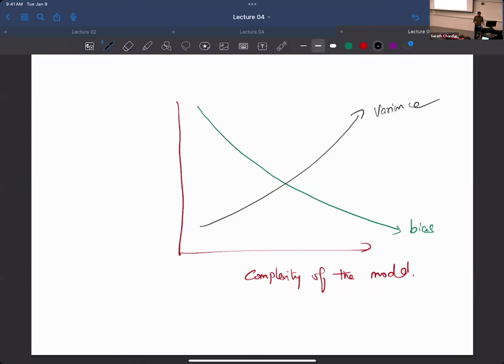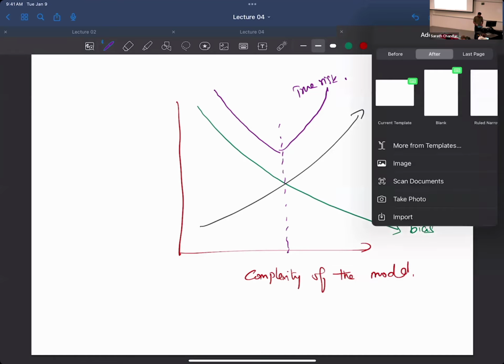Now, there's a sweet spot, right? The sweet spot here is somewhere in between. If you plot the true risk, the true risk is going to keep decreasing up to some point, and then it will start increasing. This is the true risk. As you can see, there is a sweet spot where you trade off a little bit of bias with variance. Is that clear?